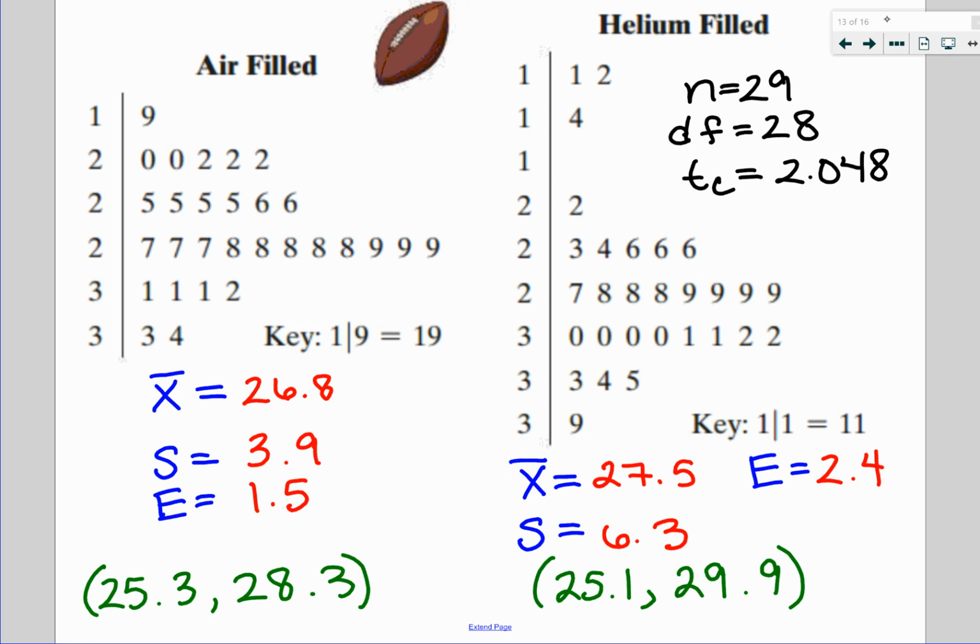Okay, now there was a question at the top. It said, do your intervals overlap? Do we have any overlapping numbers here? If we were to graph these on a number line, would they intersect at all? Yes. Okay, so write that down. Do they overlap? Yes. What does that mean about the population mean? Well, it means that potentially that population mean could be the same. So the mean for air could be the exact same population mean for helium, which means, would it actually matter what I filled the football with? Maybe not, if the mean is exactly the same. So it gives us the possibility that the population means are the same number. Maybe not, but they could be.